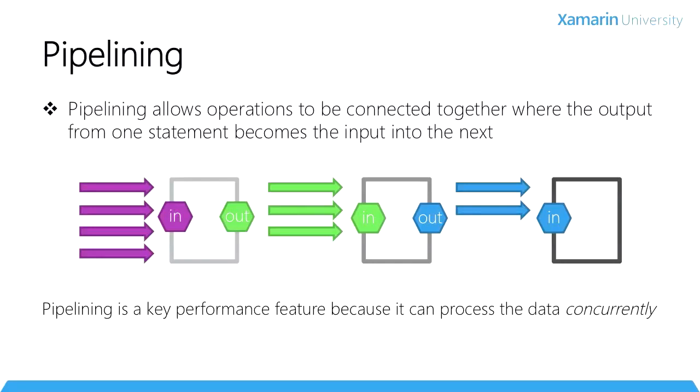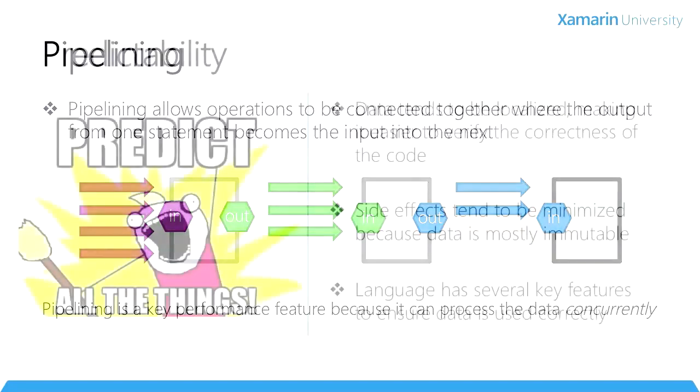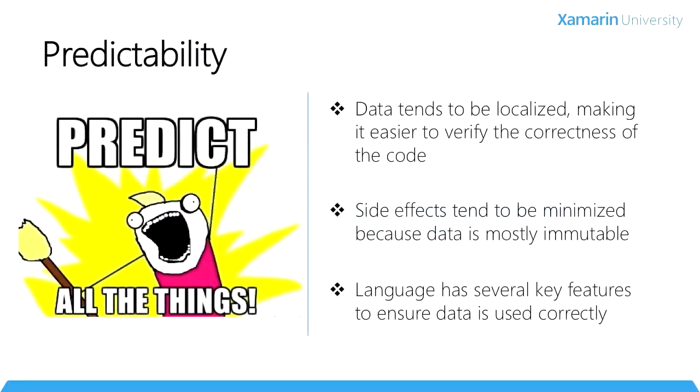And pipelining is an important performance feature because with it, we're able to process data concurrently, which gives us our performance advantage. Immutability also has the benefit of being predictable. When you know that your values can't change, you have much more faith and confidence in your code. F# also has several other features that we haven't discussed yet, such as type inference and type checking, that just ensure that your data is being used correctly.